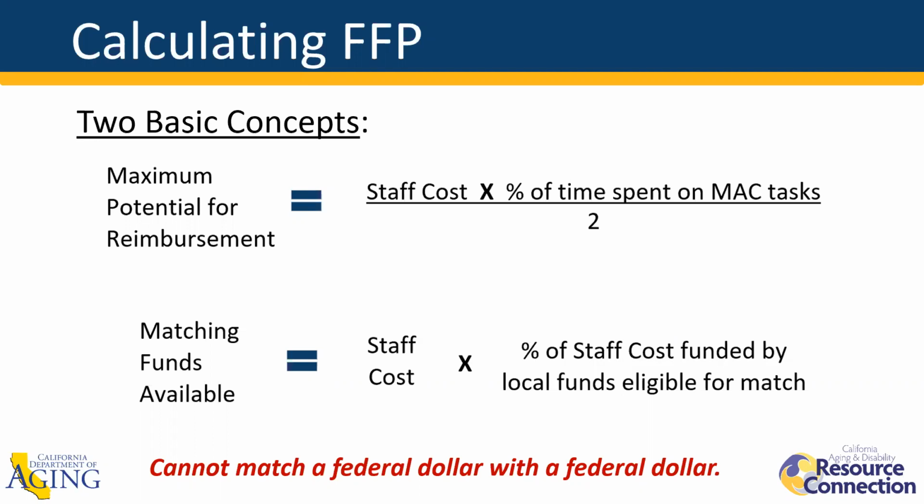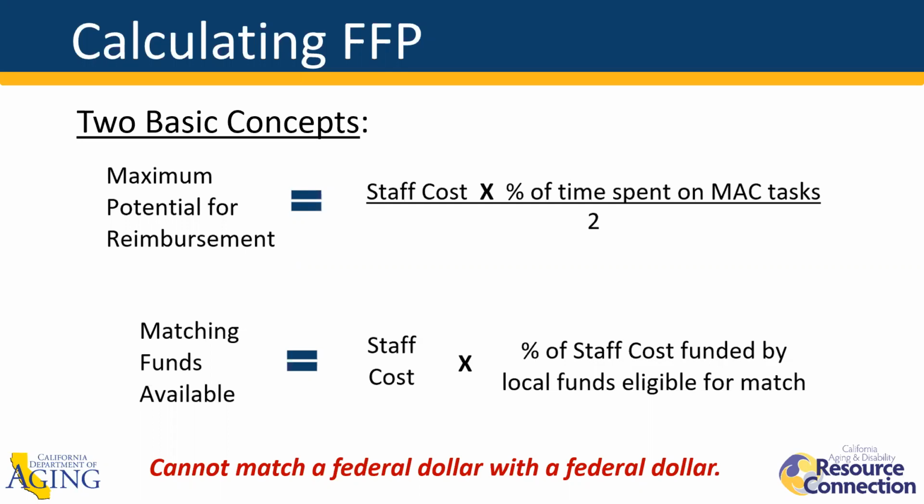So say you're using all federal dollars, like CARES Act funds, to fund Jean Smith's position. It doesn't matter if Jean Smith spends 50% or even 100% of her time on Medi-Cal related tasks. The feds are not going to match a federal dollar with another federal dollar. It's just not the way FFP works. Now, if Jean Smith's position is funded by ADRC infrastructure grants, then that's a different story. Since those funds are coming out of the state's own pocket, those funds can be used for match.